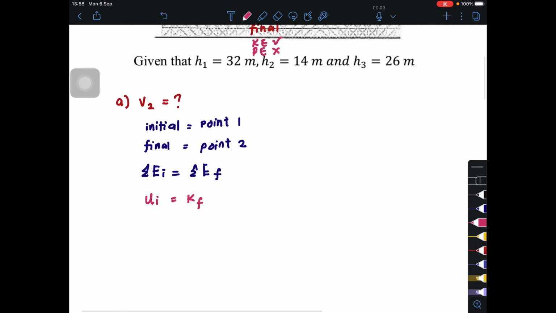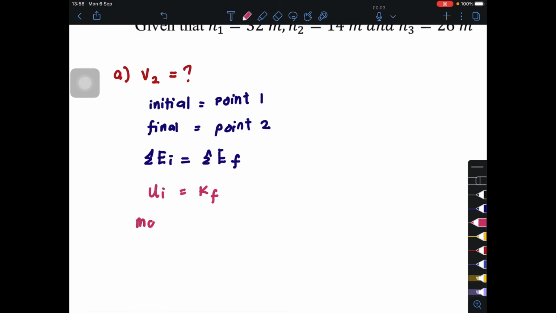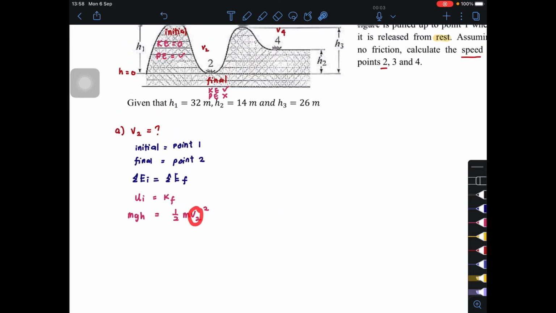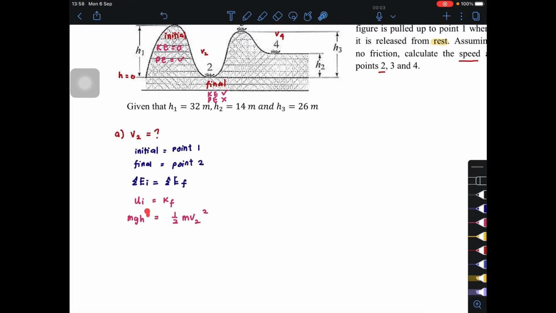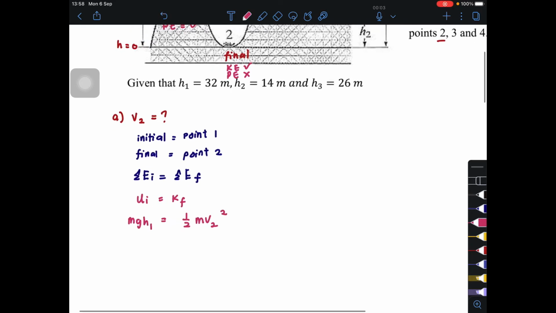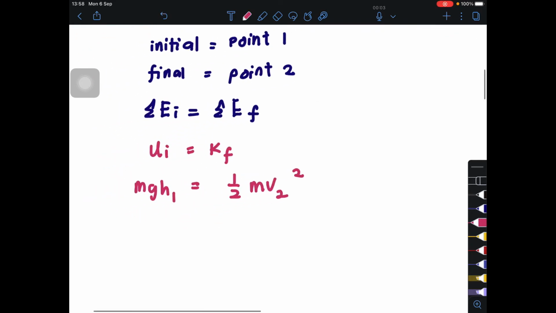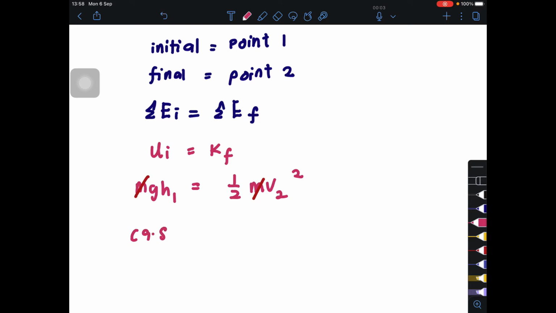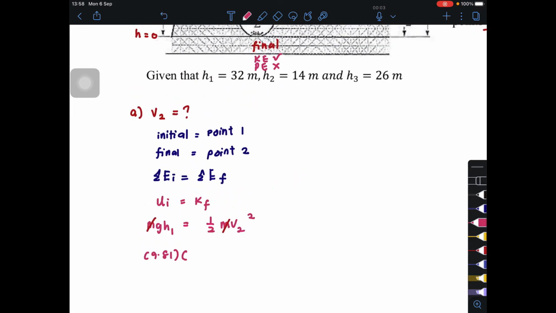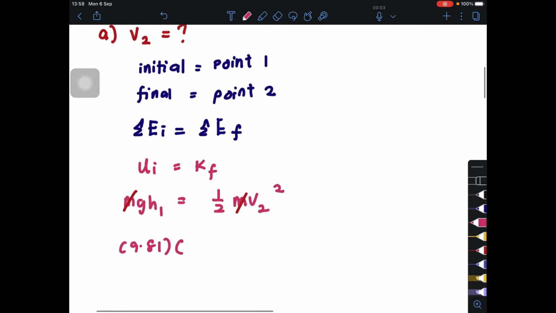So just substitute the formula, half mv2 squared. This is what we want. And here is the h1, this one. Okay, and then we are not given the mass, so we can just cancel out these two. And then substitute h1 is equal to 32 meter.